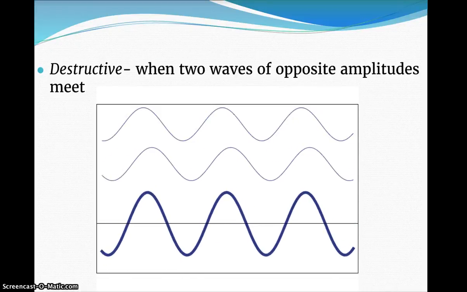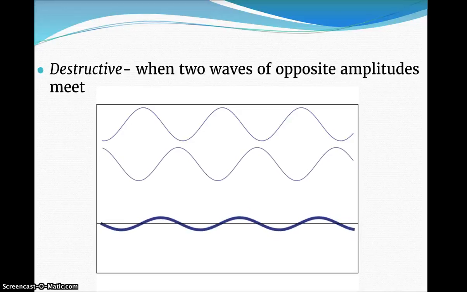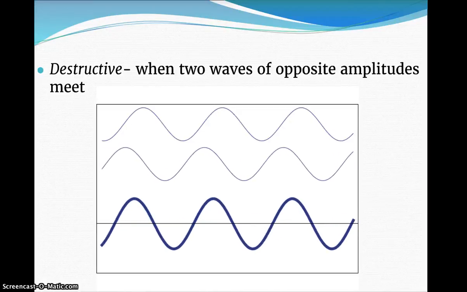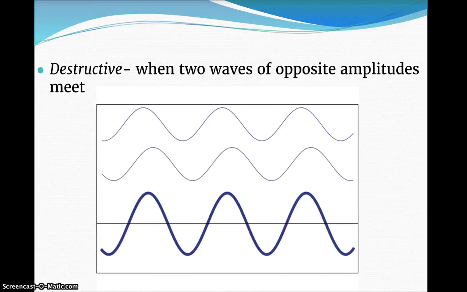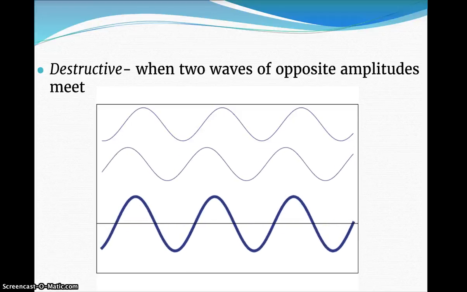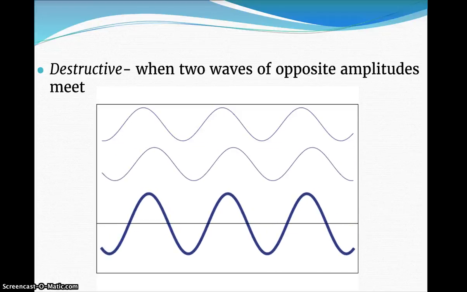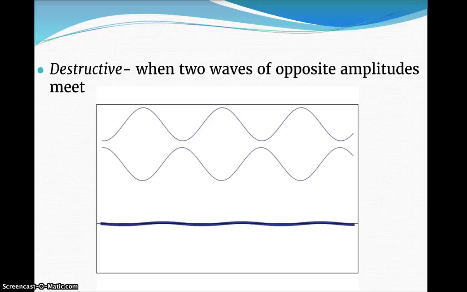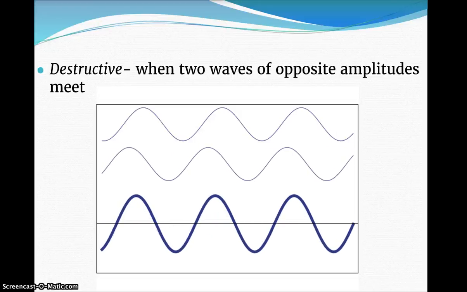Destructive occurs when two waves of opposite amplitudes meet. So if we have just a regular wave that's not moving in this animation and one that is, we can see when opposite displacements or opposite amplitudes meet that there is no wave present.